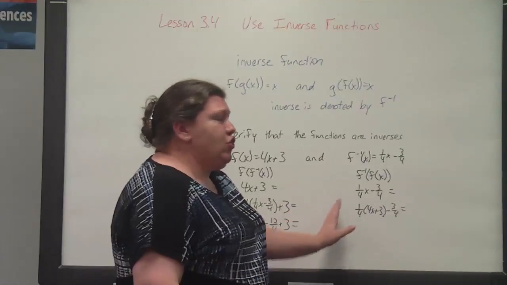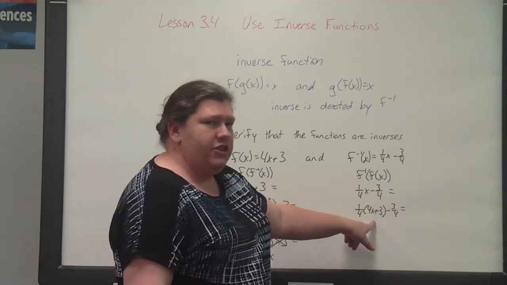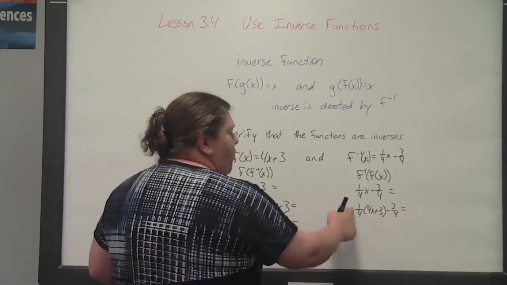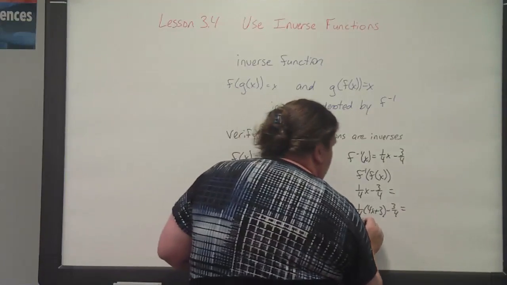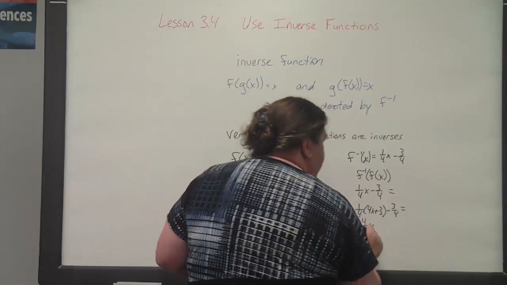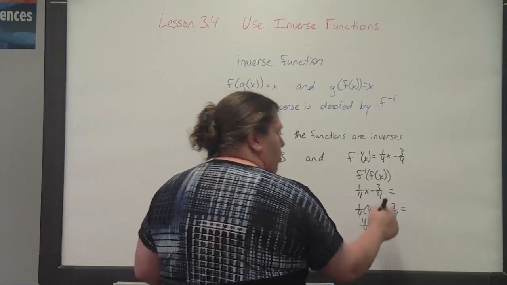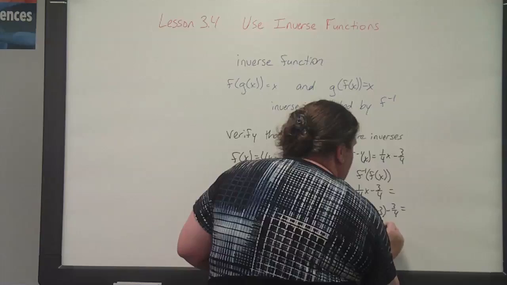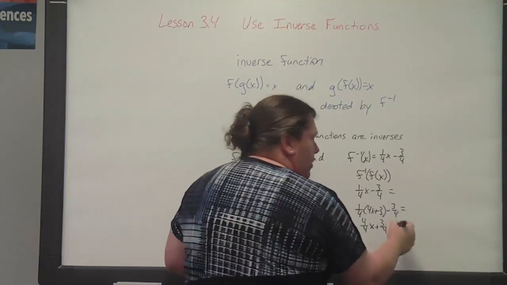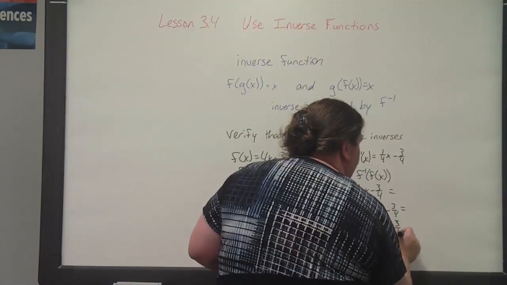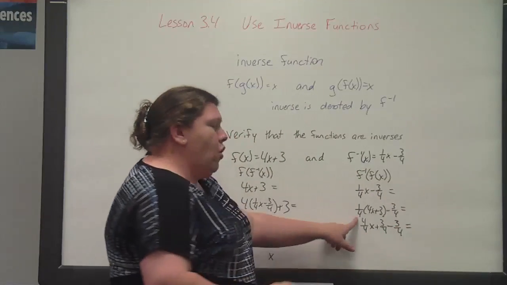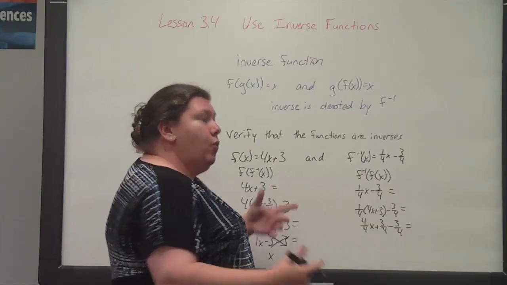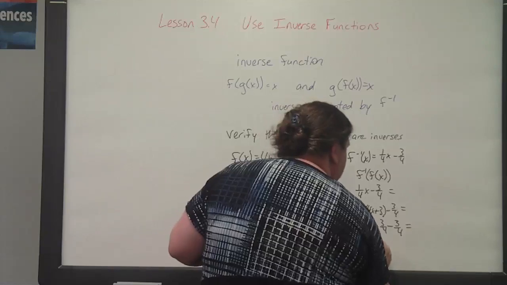Again, I need to distribute this 1/4 to everything in the parentheses. So 1/4 times 4 gives us 4 over 4x. And 1/4 times 3 gives me plus 3 over 4. And I just bring down my minus 3 over 4. 4 over 4 gives us 1, so 1x.